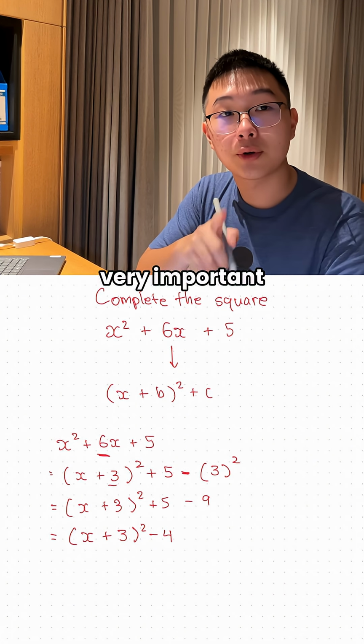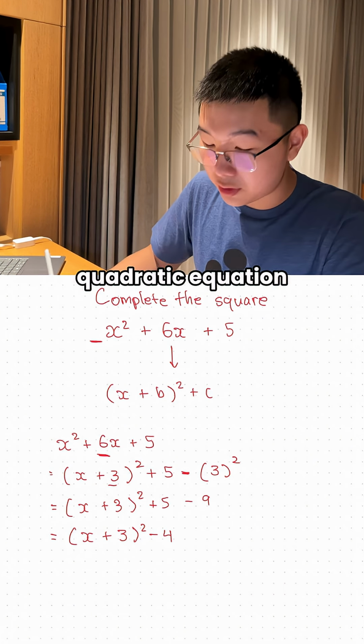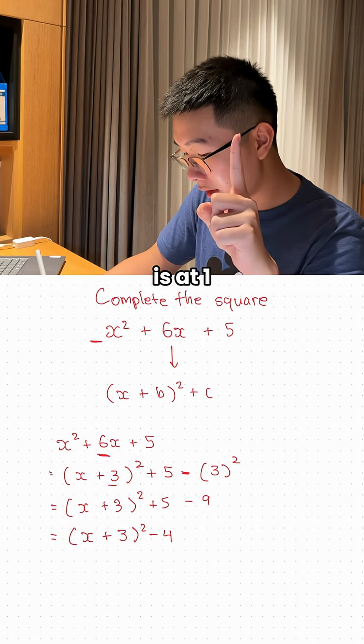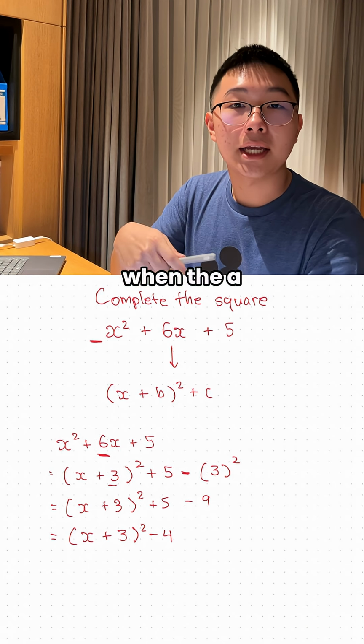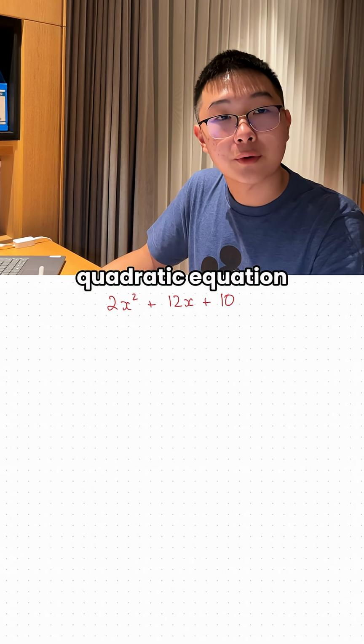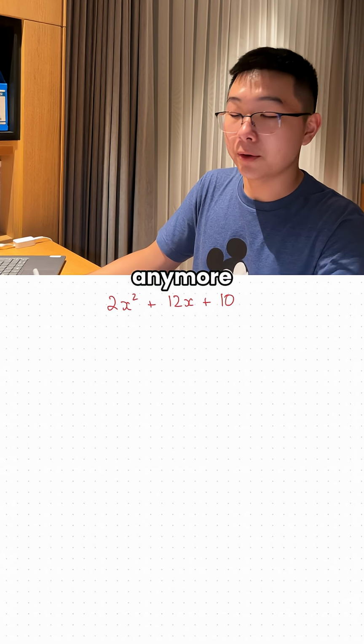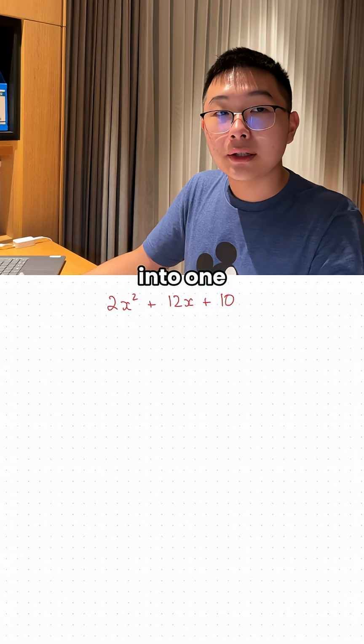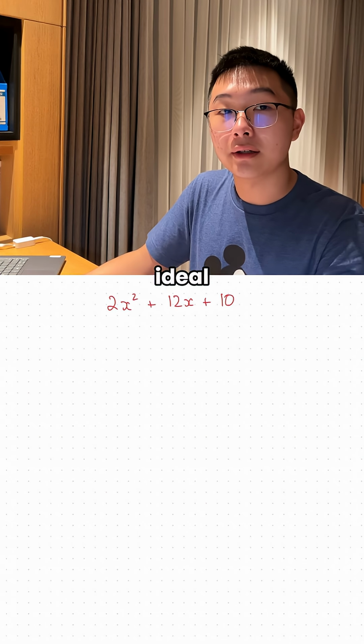But it is actually very important that the a in your quadratic equation is at 1. How do you complete the square when the a is not 1? Here is another example. So here we have a quadratic equation where the a is not at 1 anymore. You can see there's 2. Now, how do we make it into 1? How do we make it into an ideal equation for us?